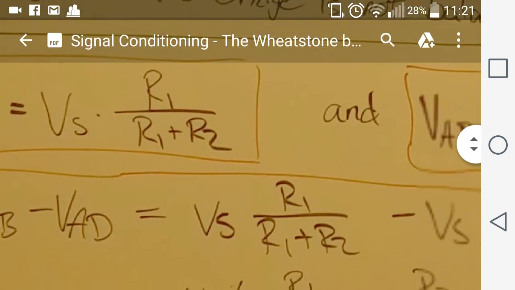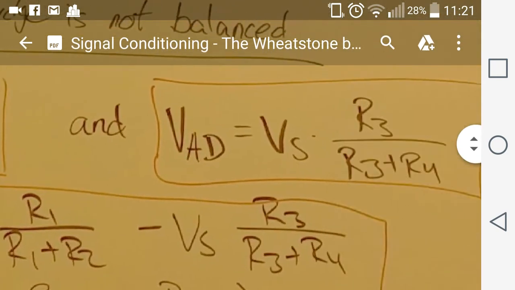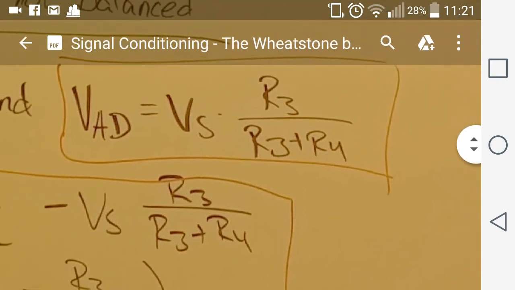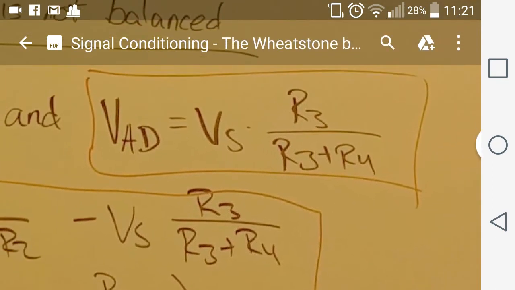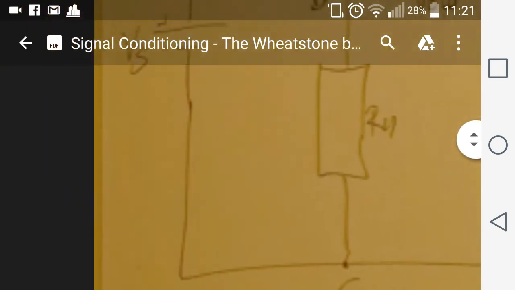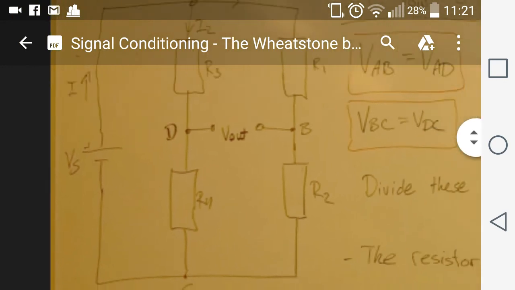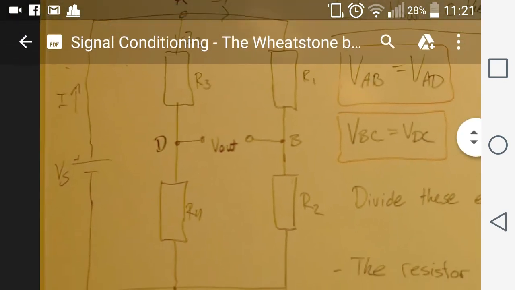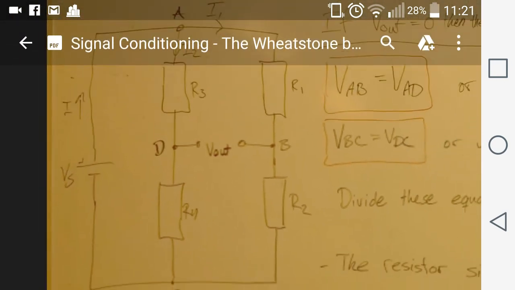The same applies for the voltage drop over AD, where we end up with an equation that says the source voltage times the ratio of R3 divided by the sum of R3 plus R4. You can see this if you look at that you have R3 and R4 in series here, and the source voltage is in parallel with them.